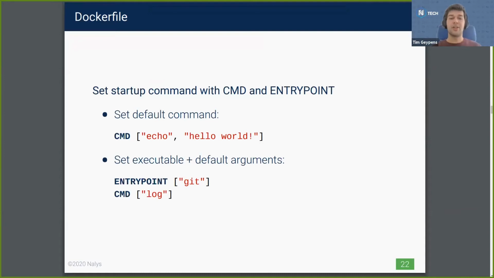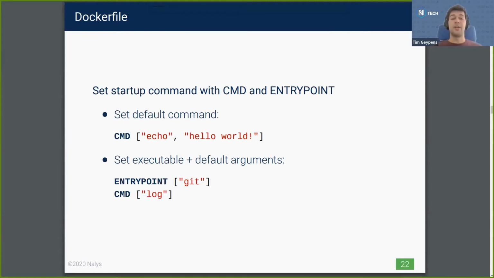The final commands that we want to talk about in the Dockerfile are CMD and ENTRYPOINT. Those will become very interesting later on, so I really want to mention them here. You can use these two commands in two main configurations. CMD can be used on its own to set a default command. That means that if someone starts up a container based on our image and doesn't specify a command, it will run that command. So in this case, it will echo hello world for you.